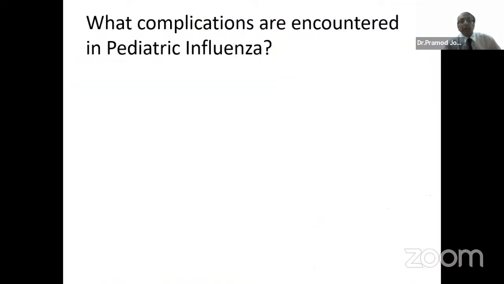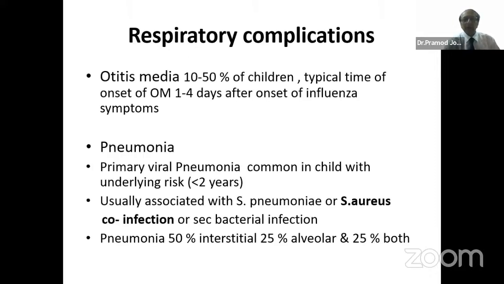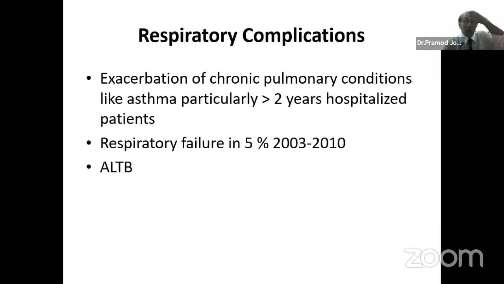Okay. And also remember that there are some complications which are encountered in pediatric influenza. For example, otitis media, okay, pneumonia. Then when there is pneumonia, the type of bacterium which creates secondary infection is Staphylococcus aureus, okay. And you will be surprised to know that in addition to influenza vaccine, if a child has received pneumococcal vaccine, then the prognosis of this child is better, because Streptococcus pneumoniae is responsible for almost 25% of pneumonias in a child with influenza.